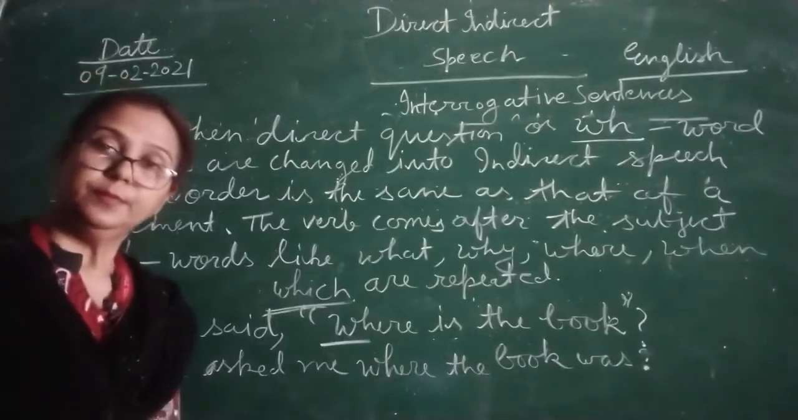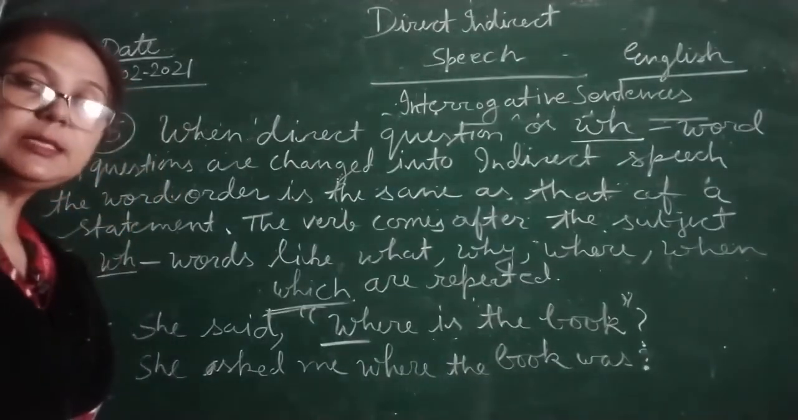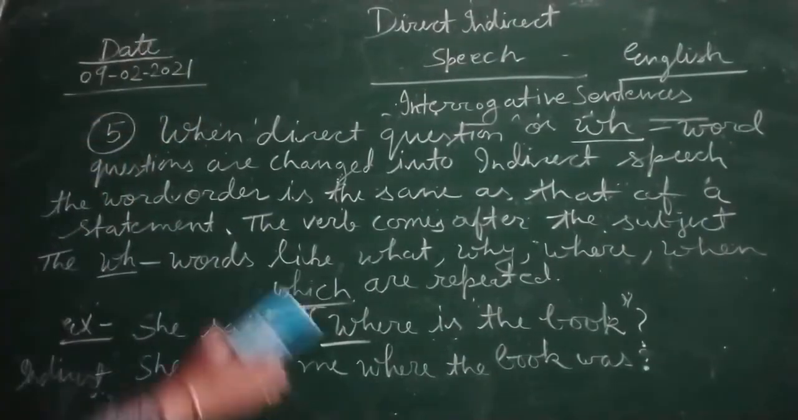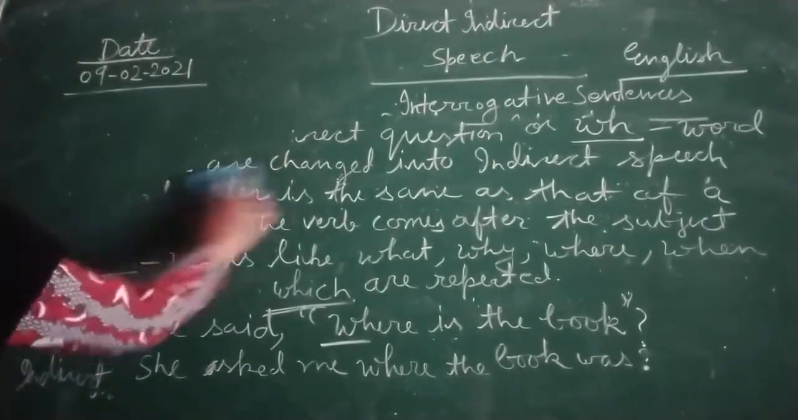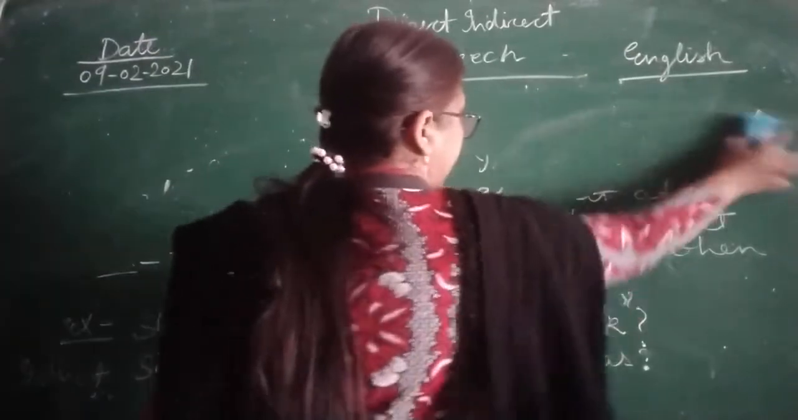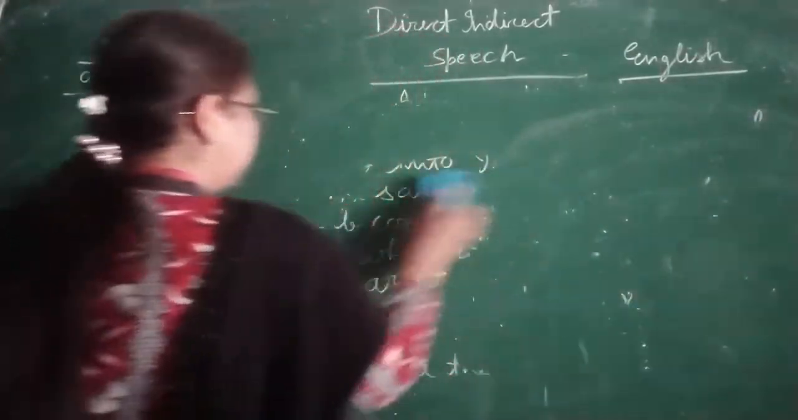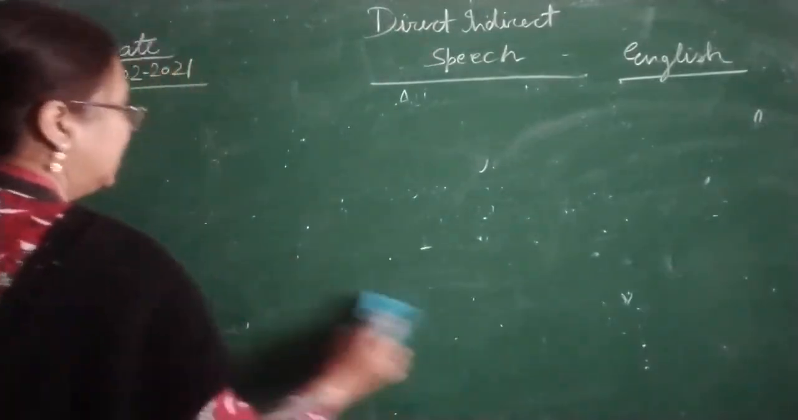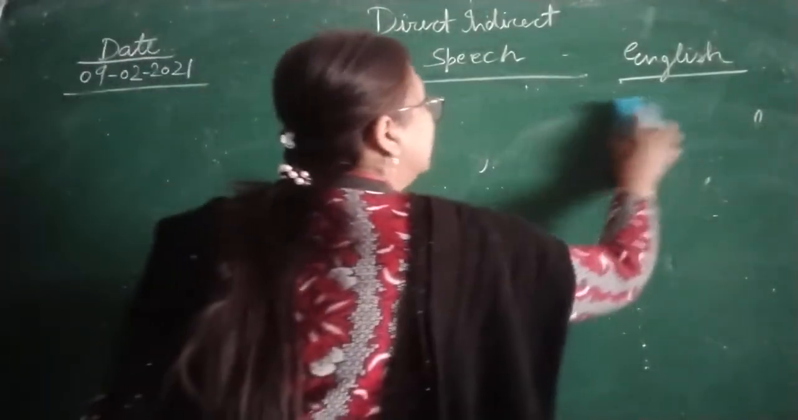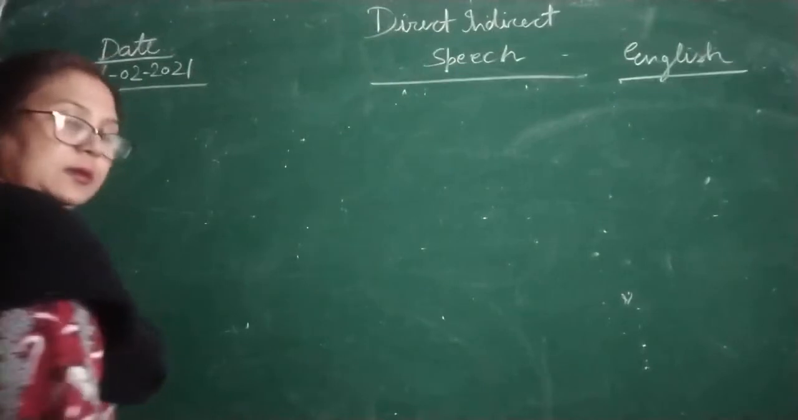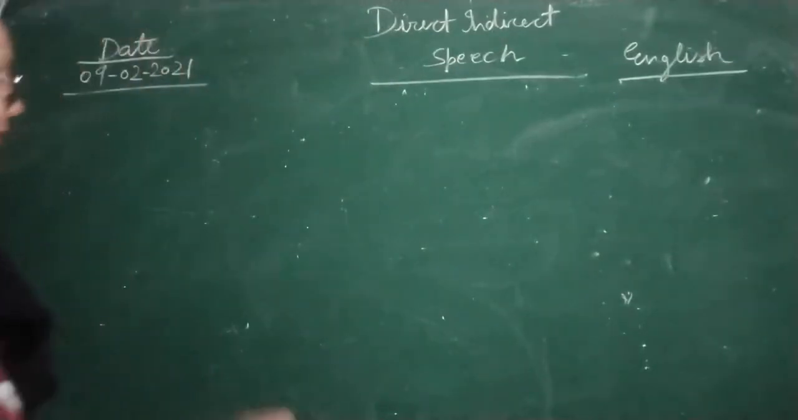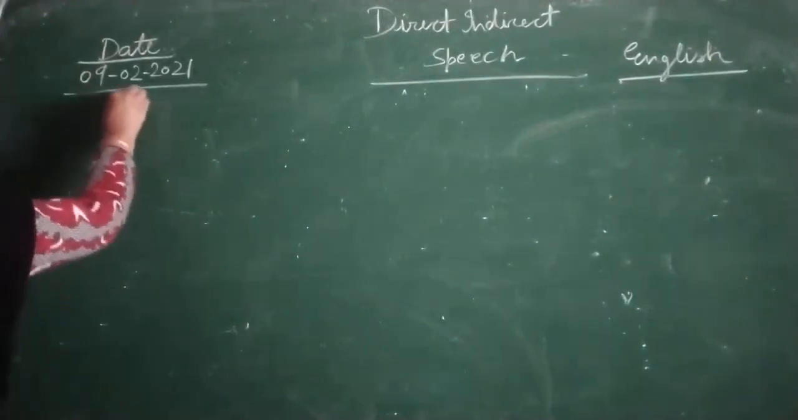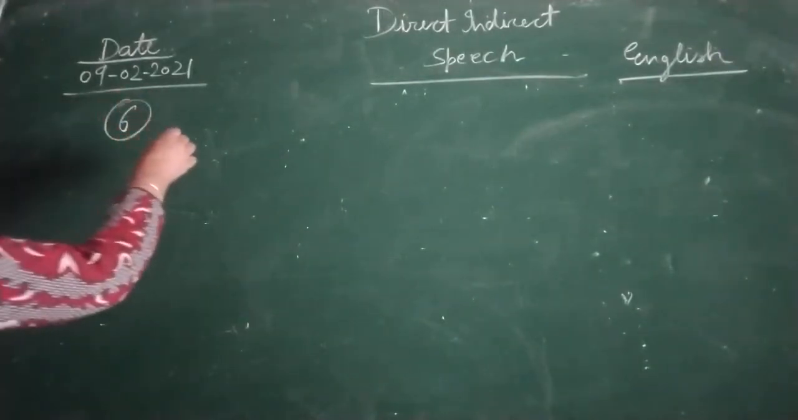So children, let's move to the 6th rule. So now our next rule is number 6. When the sentence or the question starts with will and shall, what will we do? We have discussed auxiliary verbs, but will and shall. So this is rule number 6.